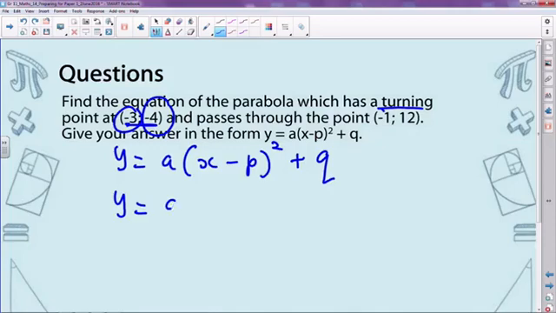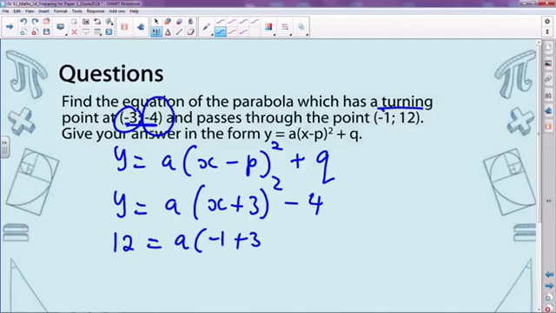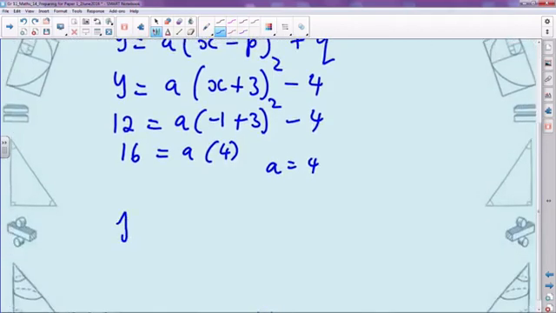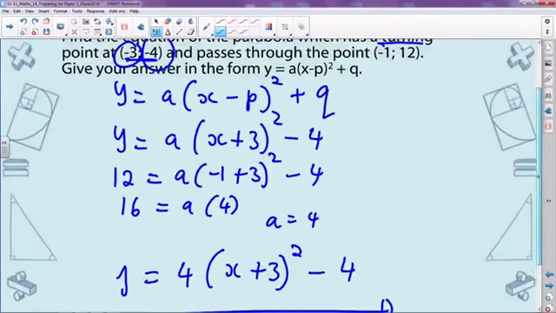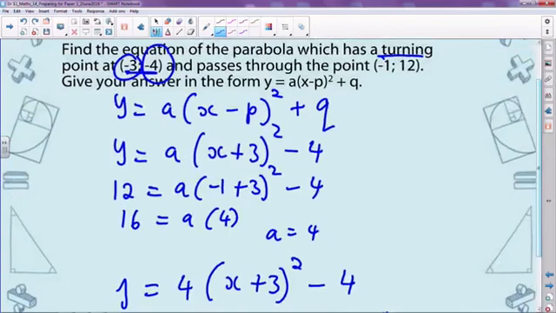So you've got your y is a bracket x plus 3 all squared plus q is minus 4, right? And then the point is 12 and minus 1. So y is 12 equals a into minus 1 plus 3 all squared minus 4. Then you get your 16 is a bracket 2 squared is 4. A is 4. So in other words, we have your y is a is 4 bracket x plus 3 squared minus 4.